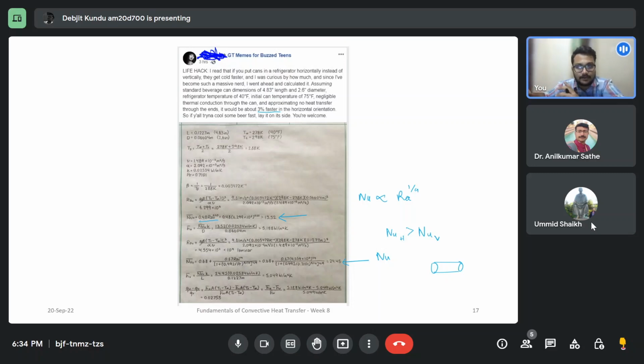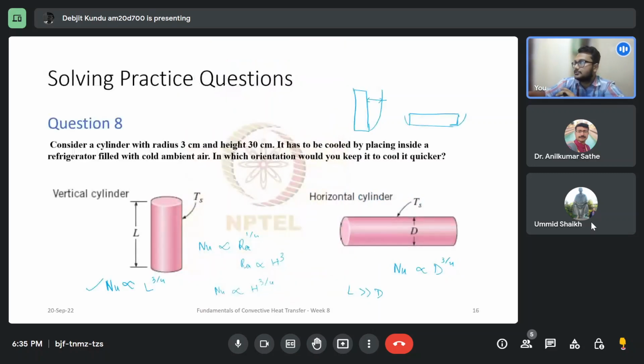The physical argument you gave was actually correct. Being in a horizontal position, it's more exposed to colder air and the thickness is lower. So the temperature gradients are also higher, and that enhances the rate of heat transfer away from the cylinder.